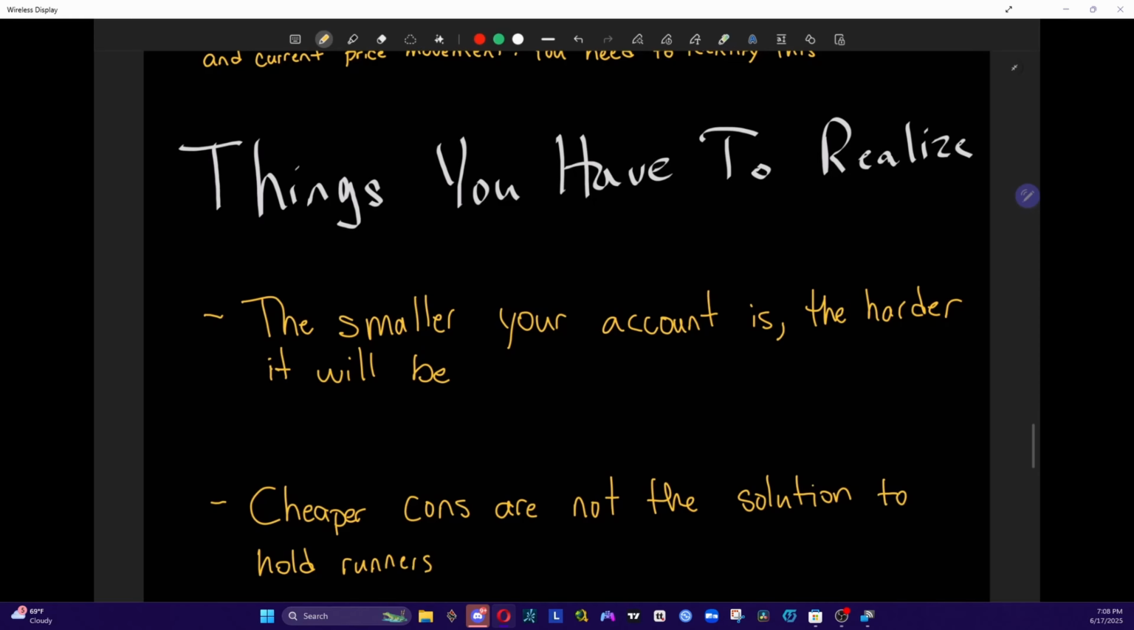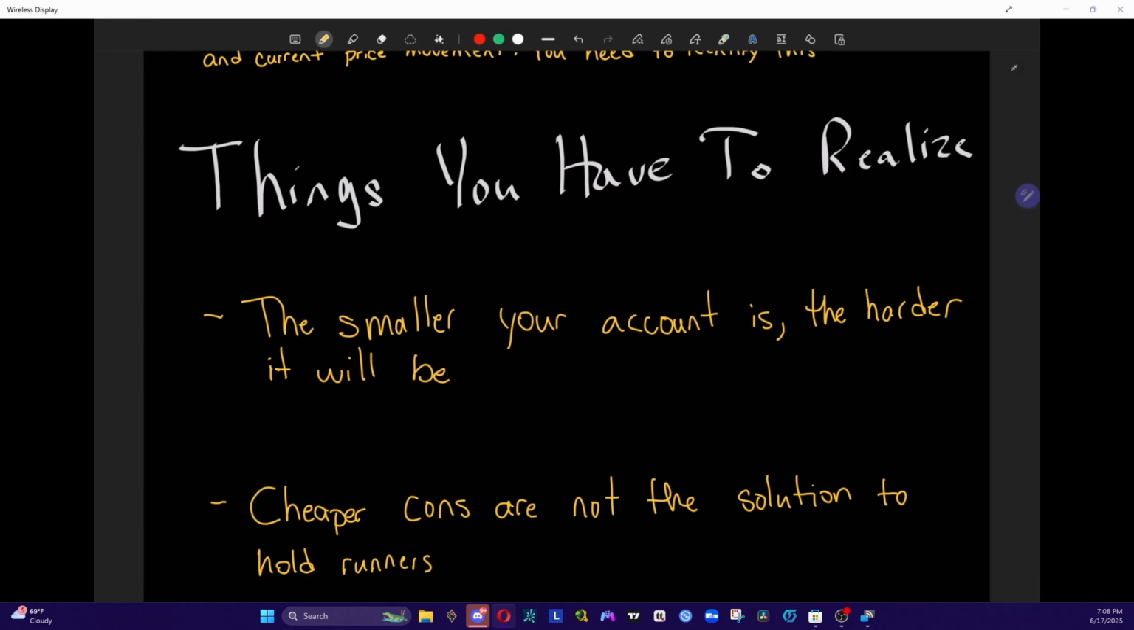Cheaper cons are not the solution to holding runners. This relates to a lot of smaller accounts. What I mean by this, let's say, for example, we're looking at Tesla calls. We already know Tesla calls are naturally expensive. At the money calls are around $4 to $6 depending on the day of the week. And 20 delta calls, which are a little bit out of the money, are already $1.50. And $1.50 is cheap, but people find that expensive. That doesn't mean you go from $1.50 to 75 cents just because that's what your account can afford.